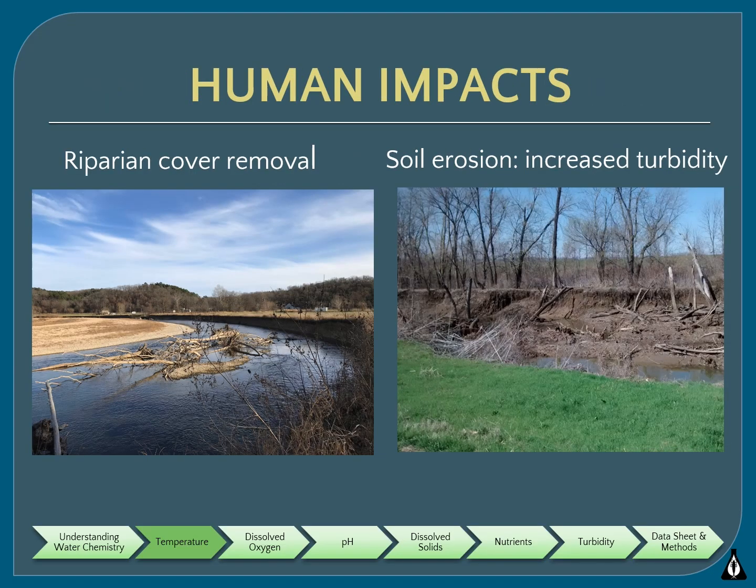So, some ways that humans can impact or change water temperature is firstly riparian cover removal. If a stream has a lot of trees along the banks and it's getting a lot of shade coverage, and then that coverage is removed, it's going to allow for the water to be more exposed to the sun, and therefore it's going to heat up more. Another way is by erosion. The more turbidity or suspended solids that are in the stream channel, the more the water can retain that heat from the sunlight.